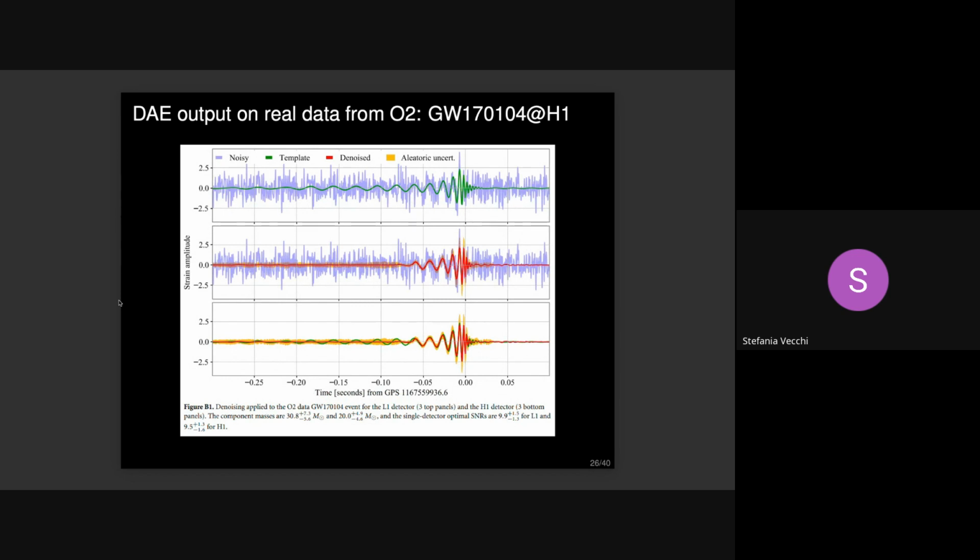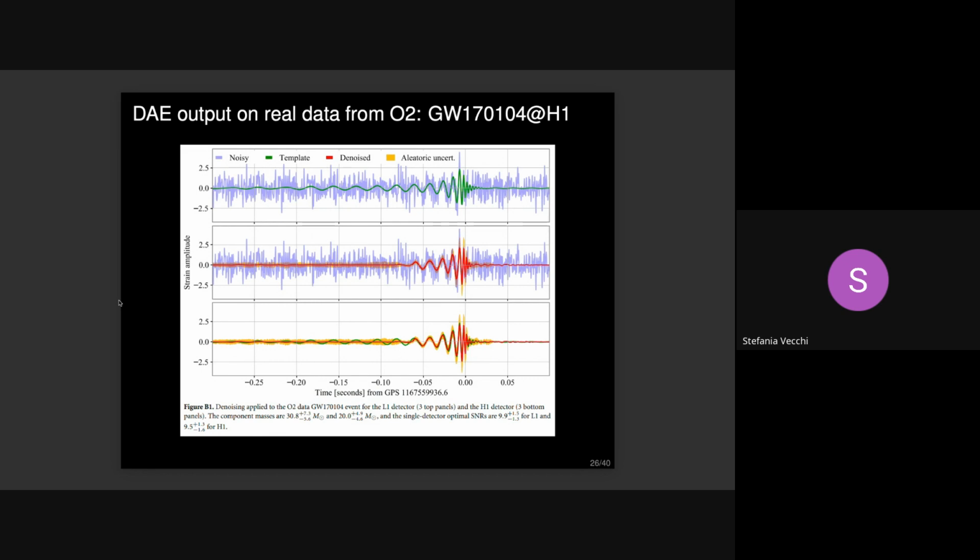And at the end, we tried that on real detections that were not even part of the training data set, and not even part of the same observing run, because we trained the denoiser on data from O1, from the Livingston detector, and we then tested it on data from O2, from Hanford. And you see that it kind of works.